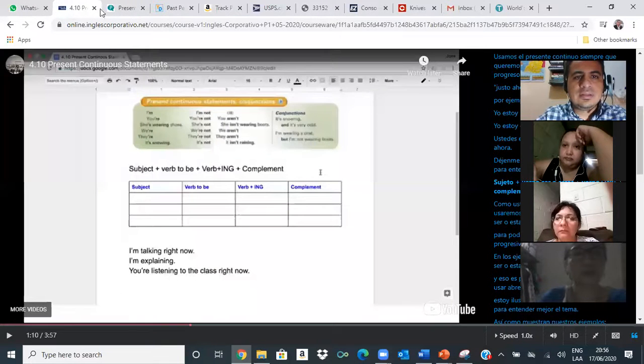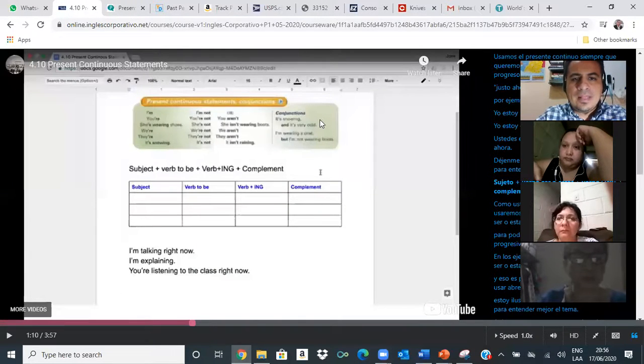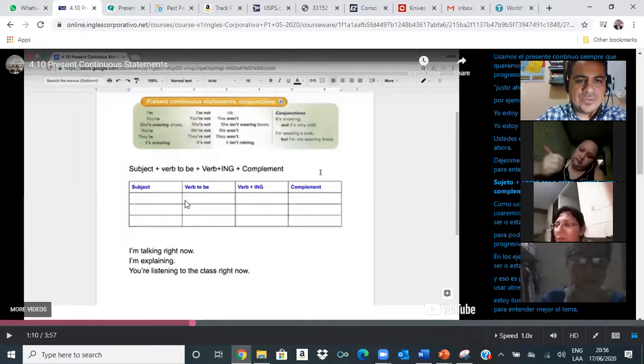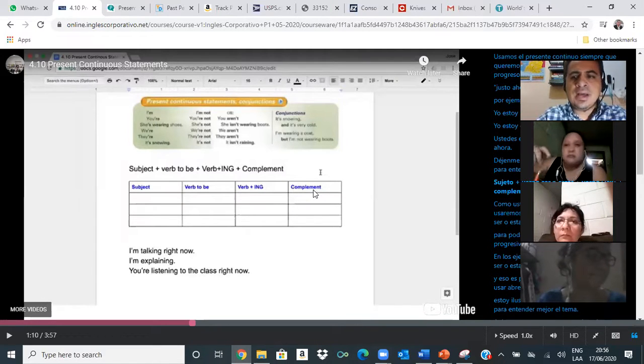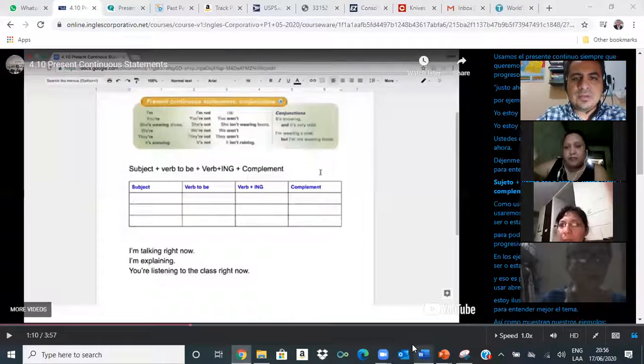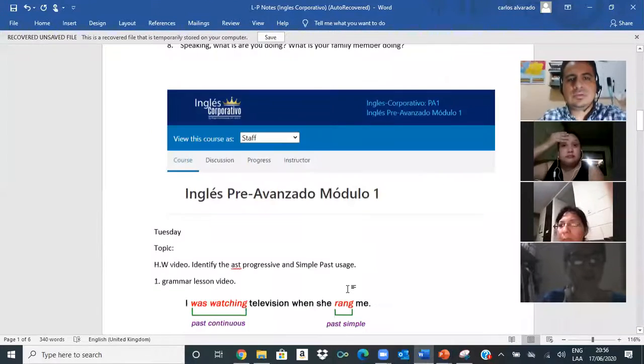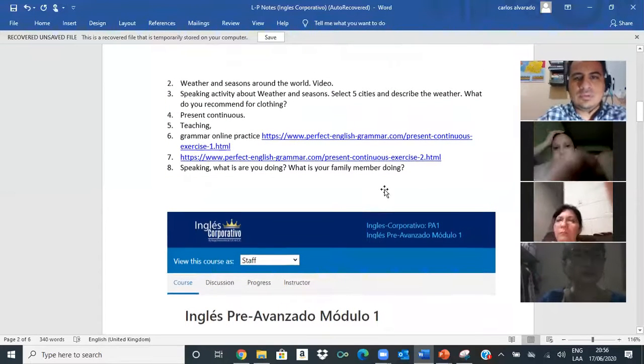Let's see. La lección está aquí en el 4.10, okay? Very good. You have to understand the structure, right? Subject plus verb to be plus verb ing and then complement. Okay. Now, let me share my computer with you, okay? All right.